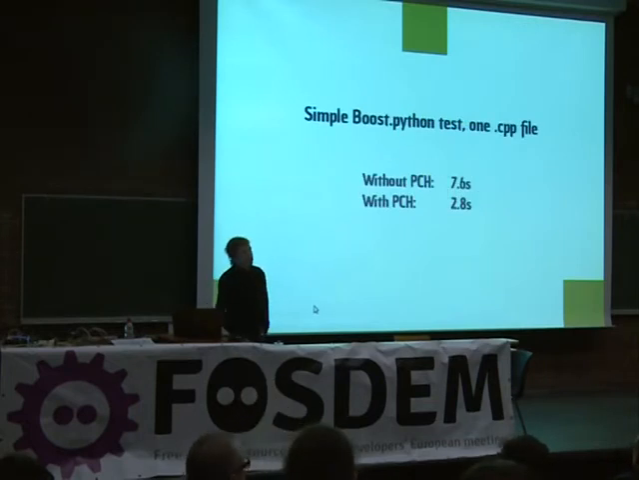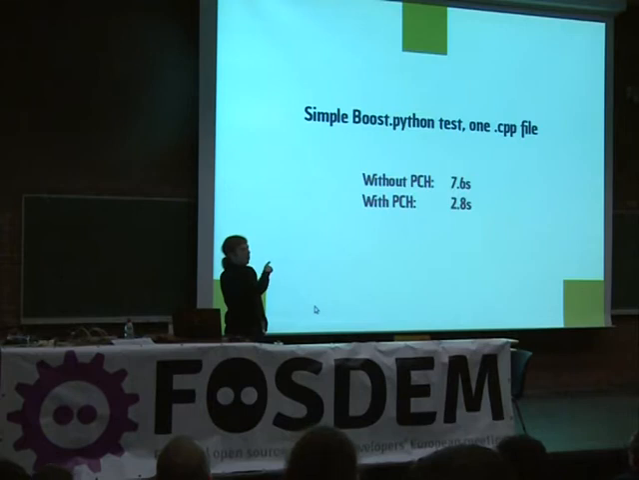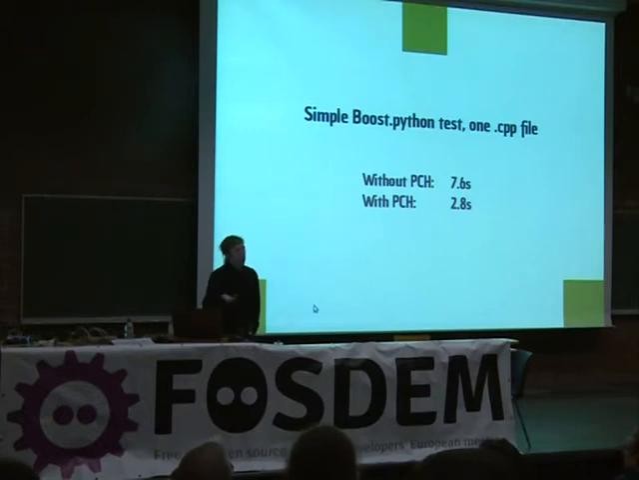So first, just the kind of speedups that you can get. Boost Python is notorious for being quite slow. This test, which I was working on, has about 20 lines of actual code, and then it just includes Boost Python, and just compiling this one file took 7.6 seconds. And if you enable precompiled headers, it's 2.8 seconds, which is 50% faster.